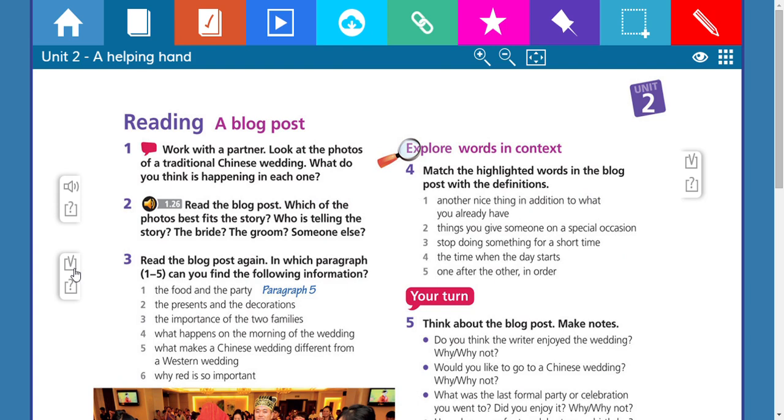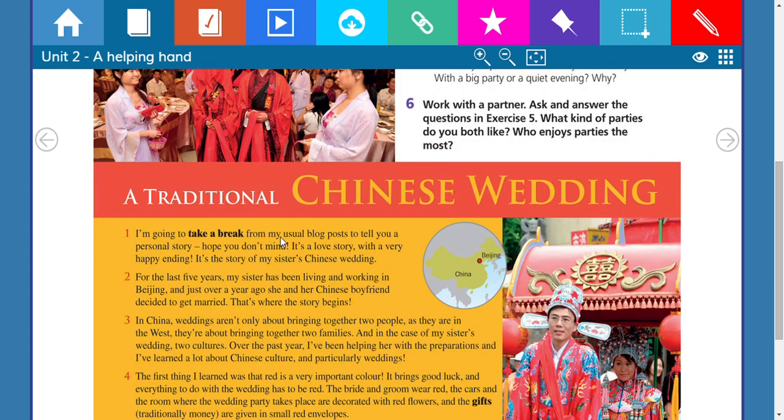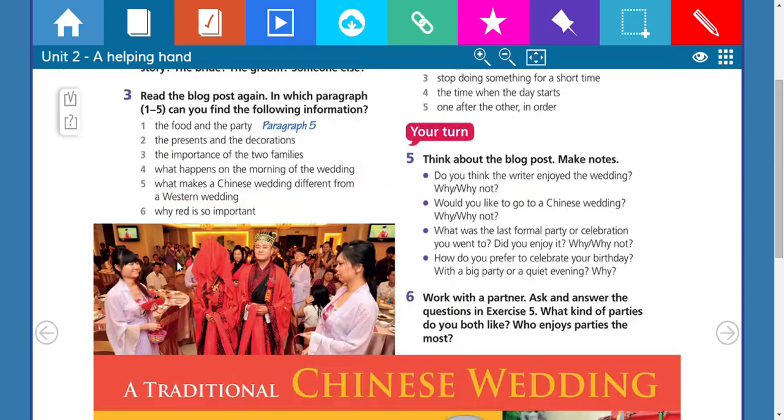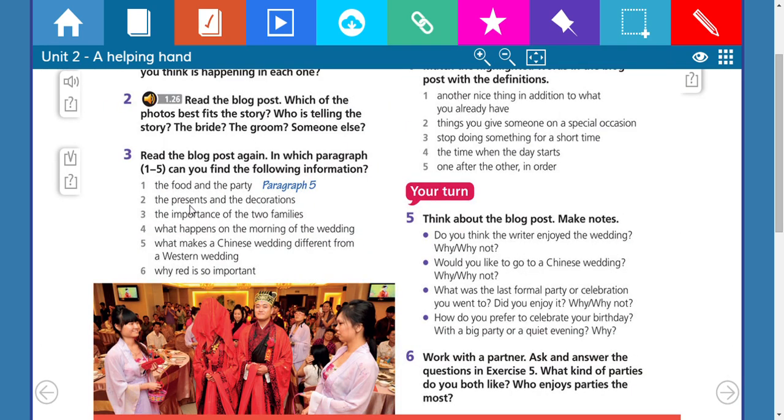Read the blocks. Pause again. In which paragraph 1 to 5 can you find the following information? For example, the food and the party. And here you have the first answer, no? Paragraph number 5. 1, 2, 3, 4, and 5. Yes. The presents and the decorations, the importance of the families, what happens on the morning of the wedding, what makes a Chinese wedding different from a Western wedding, why red is so important.